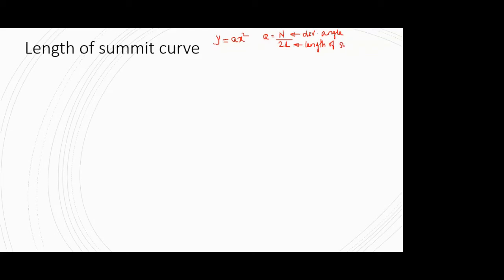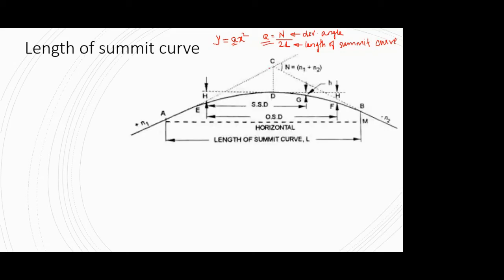Okay. So this is what I was talking about of the x and y coordinate, that if you know the x value, that horizontally at what distance you are marking the point. So at that point you will know what is the offset, the vertical offset y that you have to provide. So that constant A is calculated by this n upon 2L. Okay. So having said this, let's move on to the actual length of summit curve, how it is calculated.